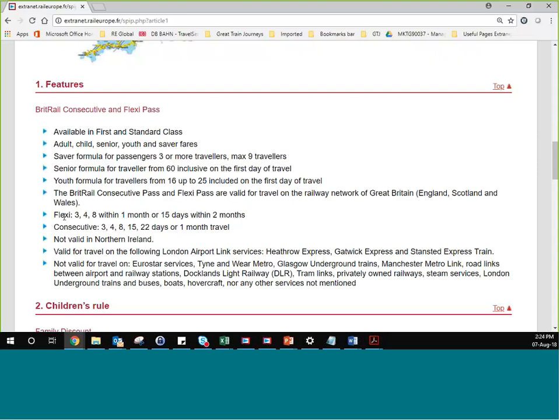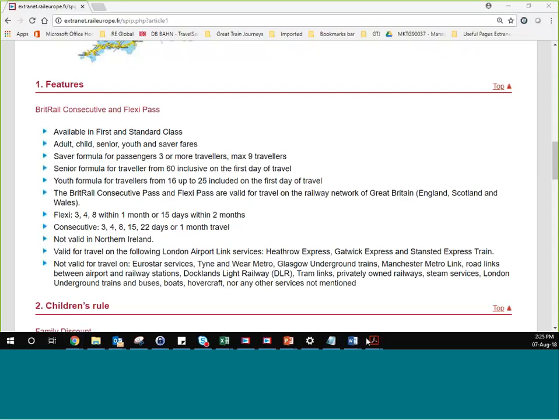So with the types of rail pass, we have a flexi pass, which is for 3, 4, 8 days within 1 month or 15 days within 2 months of travel. And as we go along, I'm just going to paste this information in the chat box, but then you also have consecutive passes for 3, 4, 8, 15, 22, or even 1 month of travel.